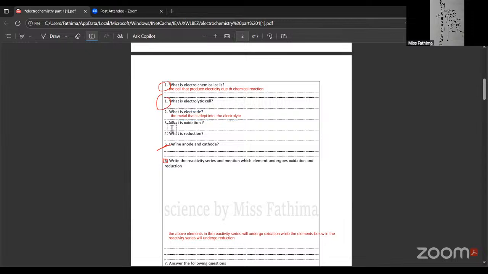So what is oxidation? Loss of electrons. You have to mention the species. This is a complete definition: the process of a species removing an electron is known as oxidation.